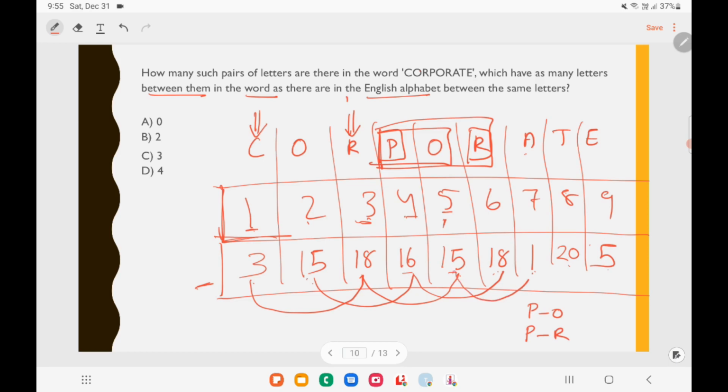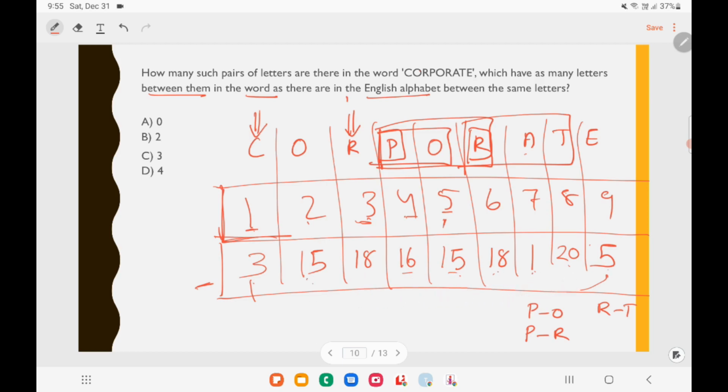Now 15 minus 1 is 14, not 2. 20 minus 18 is 2. You can take in any order. So R and T is also a pair. So we got 3 pairs now. Now 5 minus 1 is 4, so not a pair.